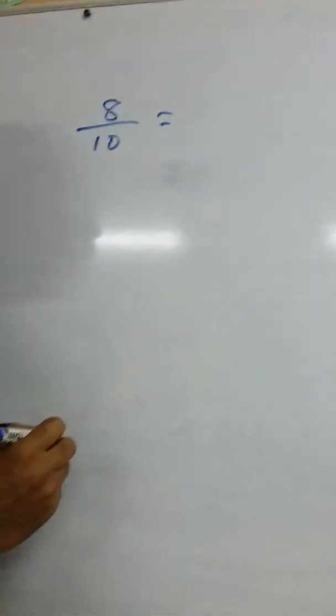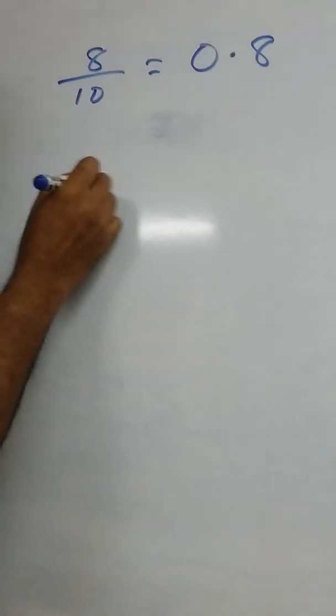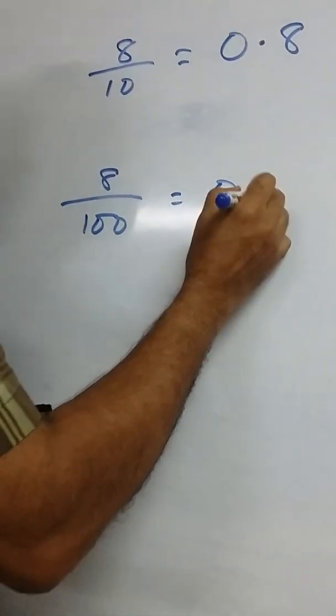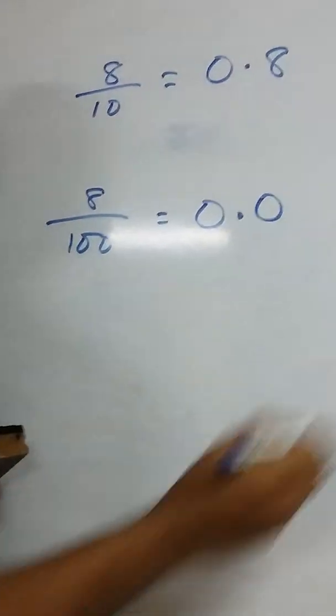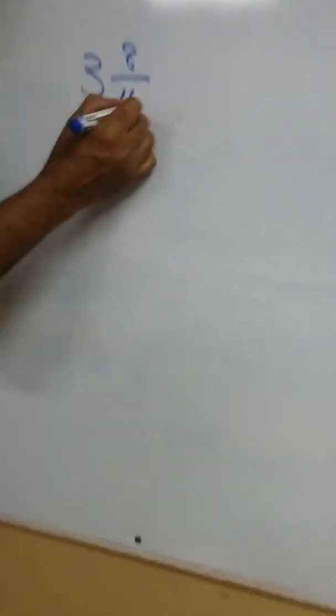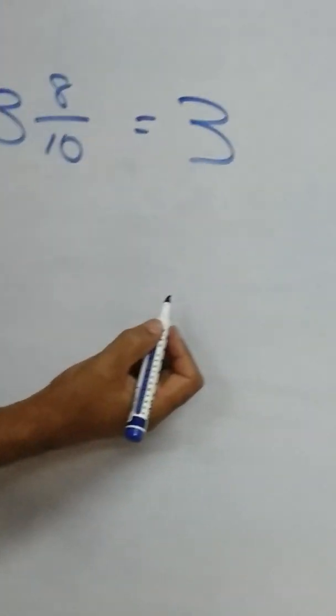8/10. Do you have any wholes there? No. 0 wholes, 8/10. But if I had 8 hundredths, how do I write that? I have 0 wholes, 0 tenths, but 8 hundredths. And if I had 3 wholes and 8 tenths, I write 3.8.